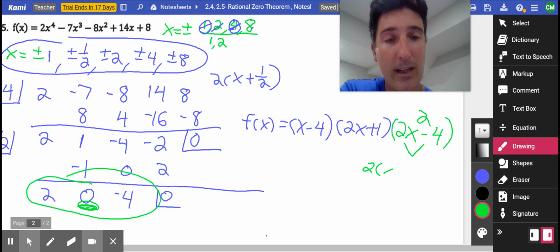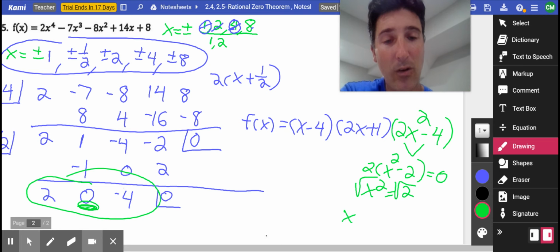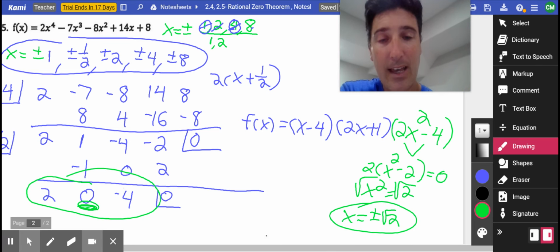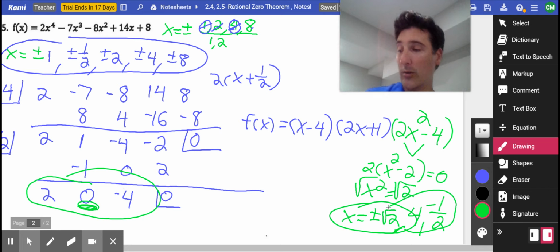you would have 2 times x squared minus 2. So then if you set this equal to 0, you're going to have x squared equals 2, and then take the square root of both sides. So the last two zeros are plus or minus root 2. So those are 2 zeros, and then the other zeros we found are 4 and negative 1/2. Those two we found using synthetic division.